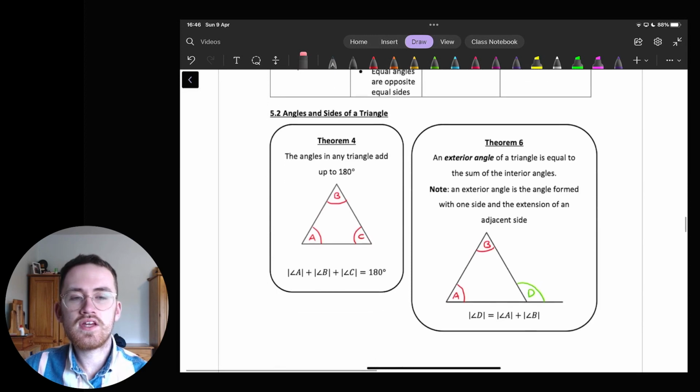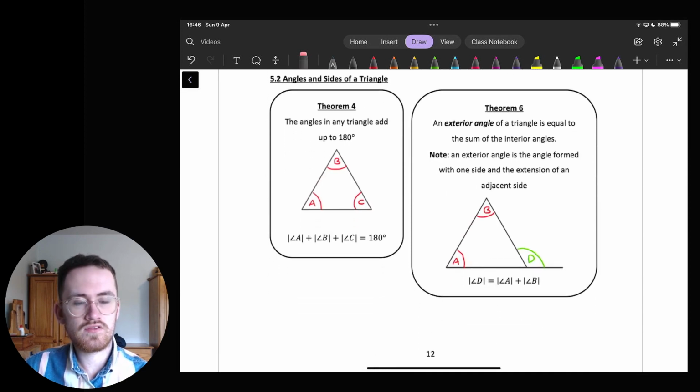Then a few theorems, a few rules that we need to know. First one, all the angles in a triangle add up to 180. That's one we should know. It's one we use fairly regularly. It's one that most people would fairly know.